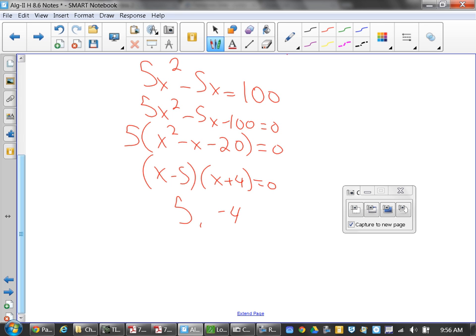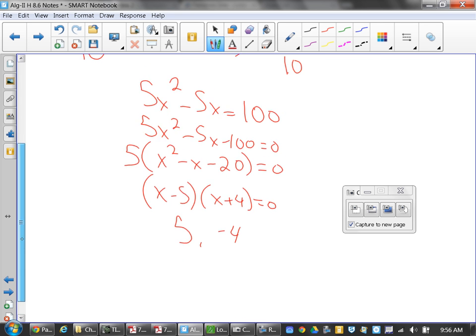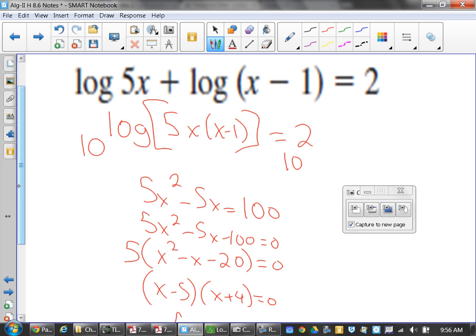Okay? Our original problem, I believe, was, so we have log of 5 times 5, so log of 25, plus log of 4, I believe. I'm just simplifying it right away. Did that equal 2? Yes, it does. Can't you just do 5x minus 1 equals 100? Yeah, if you want. I'm just going to the original, because what happens if I screw something up?